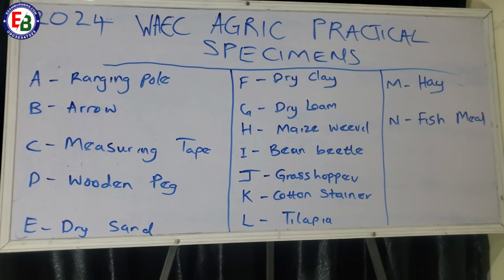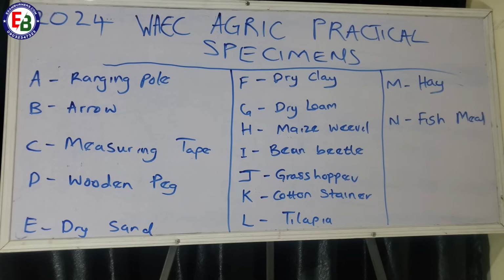Specimen L is the tilapia, specimen M is hay, specimen N is fish meal. So in the exam you can be told to draw specimen N, or you might be told to draw specimen L. So make sure you go to the exam with your HB pencil and your 2B pencil.